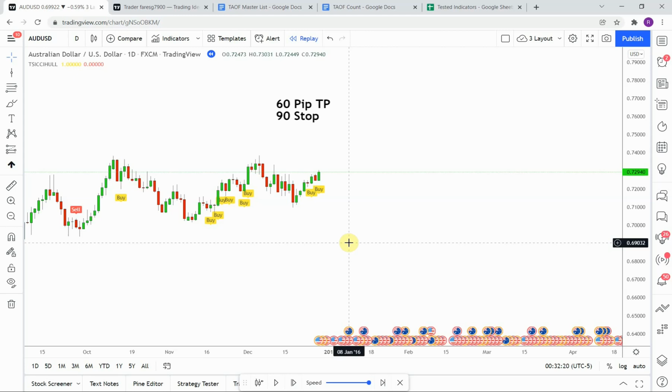Today we will be testing the TSI plus CCI indicator.